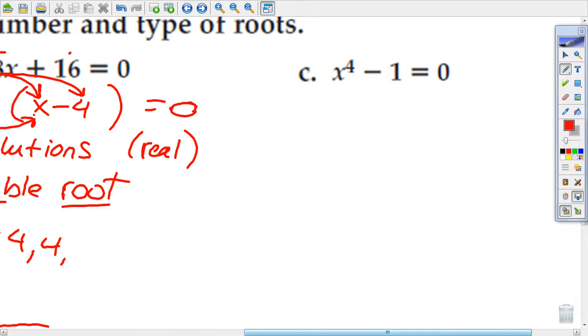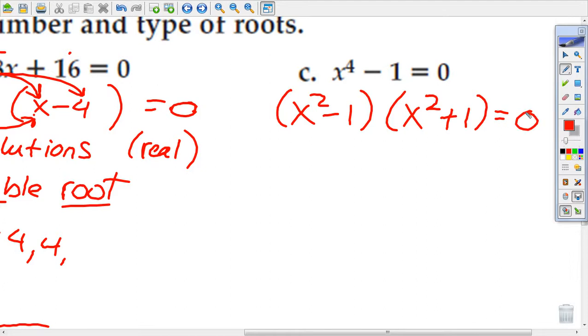It is. How does one factor it? Difference of squares. So I have an x squared minus 1 and an x squared plus 1. Now I have another difference of squares lurking within x squared minus 1, right? So this would be x plus 1, x minus 1, and then x squared plus 1.